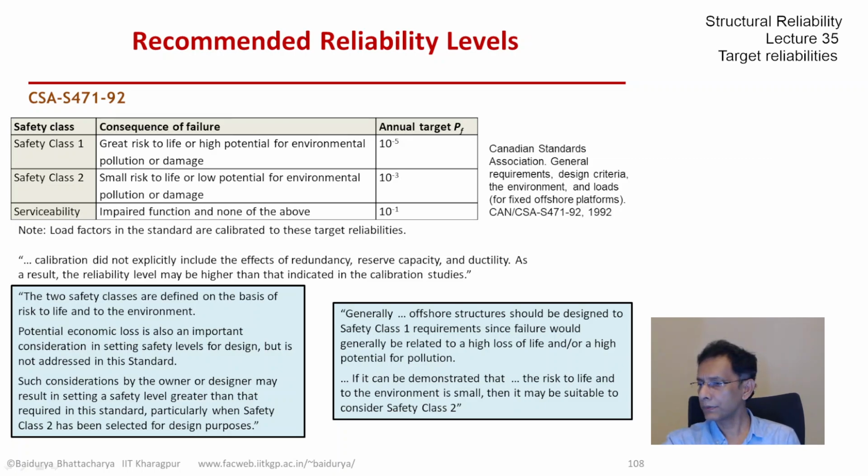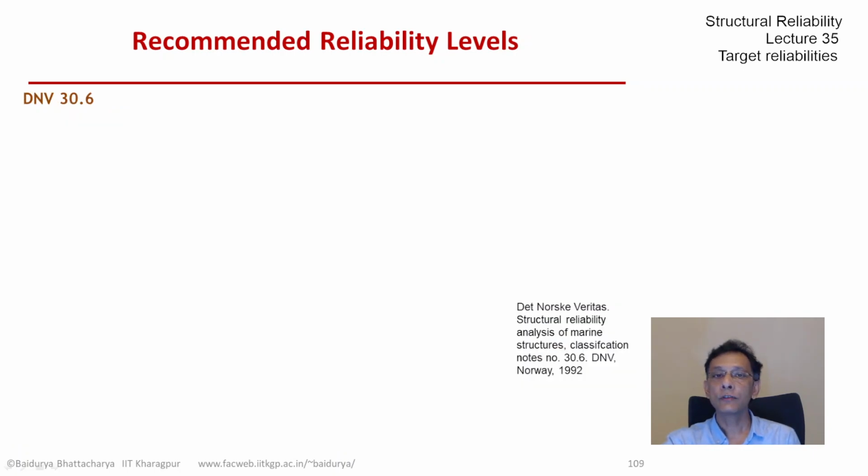The next example that we will see is also from the same year, 1992, and this is a Norwegian standard, DNV 30.6, again on marine structures. So this has some similarities with the Canadian standard, but certain interesting differences as well. So let's take a look at those.